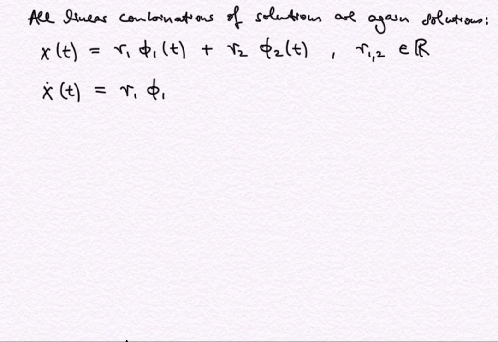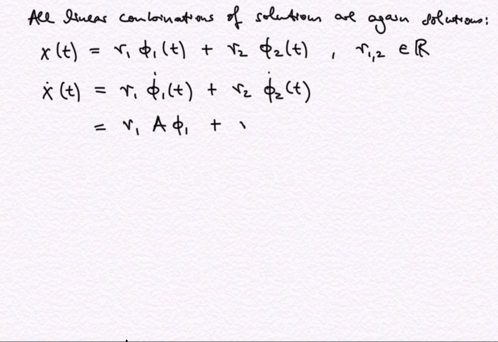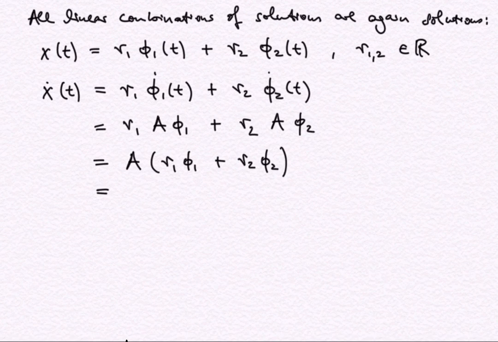This is r1 times the derivative of phi1 plus r2 times the derivative of phi2. And now the situation is such that phi1 and phi2 are solutions. So this means this is r1 times A phi1, by the fact that these are solutions, plus r2 times A phi2. Now I'm not writing the explicit dependence on t anymore, but phi1 and phi2 are of course functions of time. That I can write as A times (r1 phi1 plus r2 phi2) in parentheses, and this is A times x. And I see indeed the linear combination is again a solution.